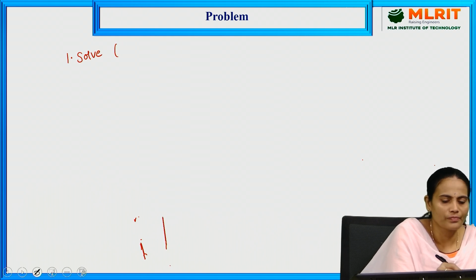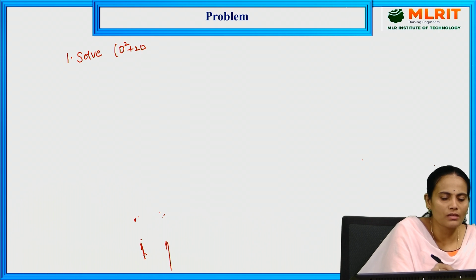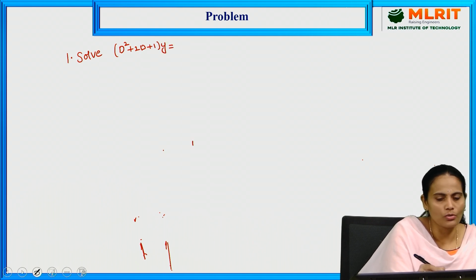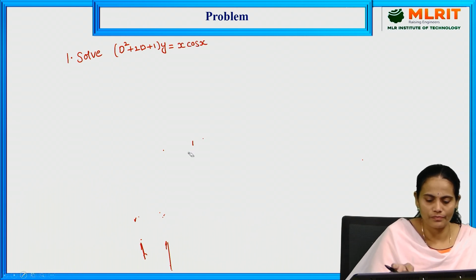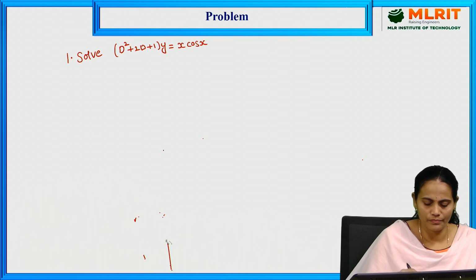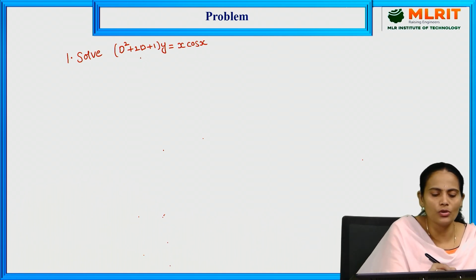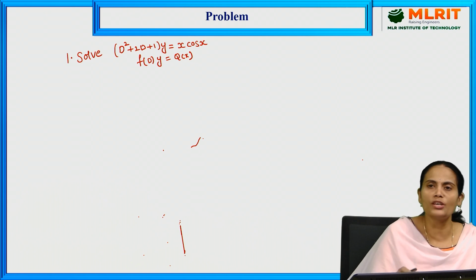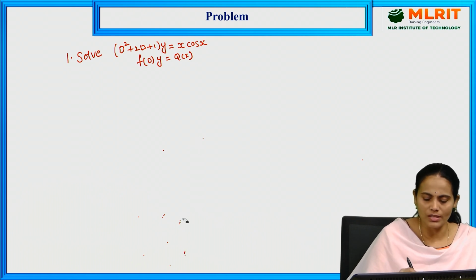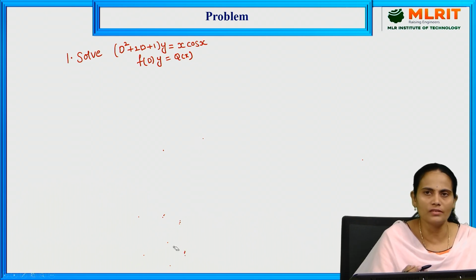Solve d square plus 2d plus 1 into y is equal to x into cos x. This is of the form f of d into y is equal to q of x, where q of x is x into cos x. Obviously this is method 5.